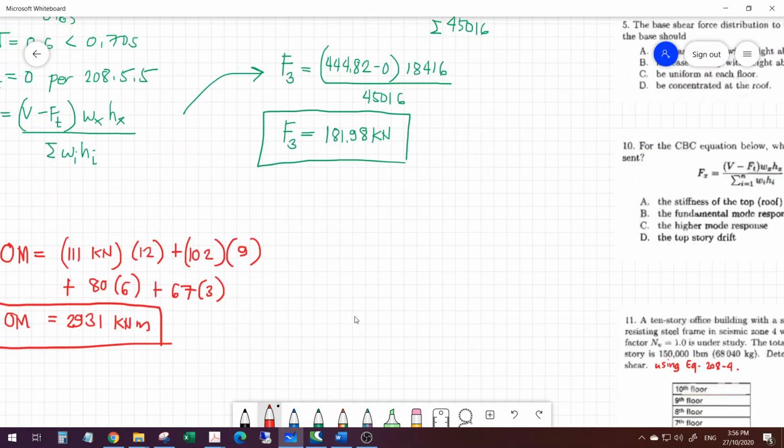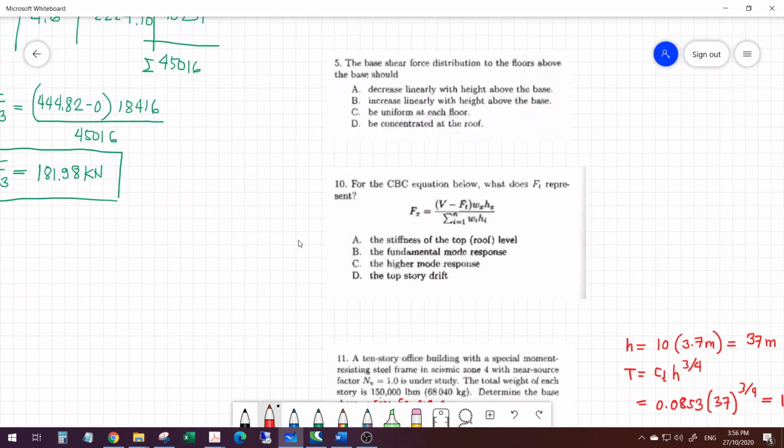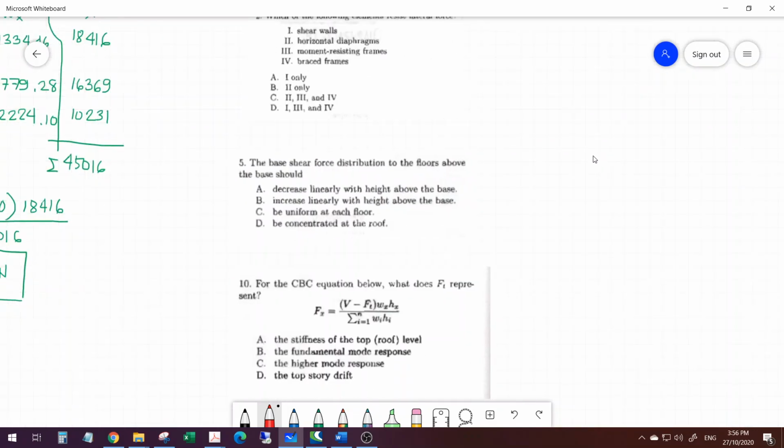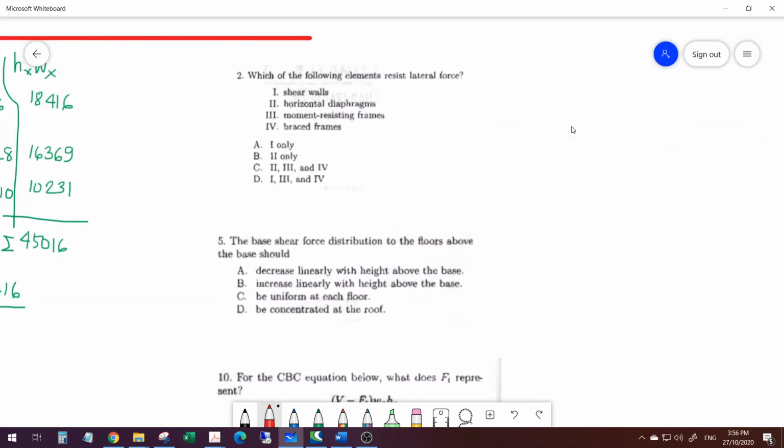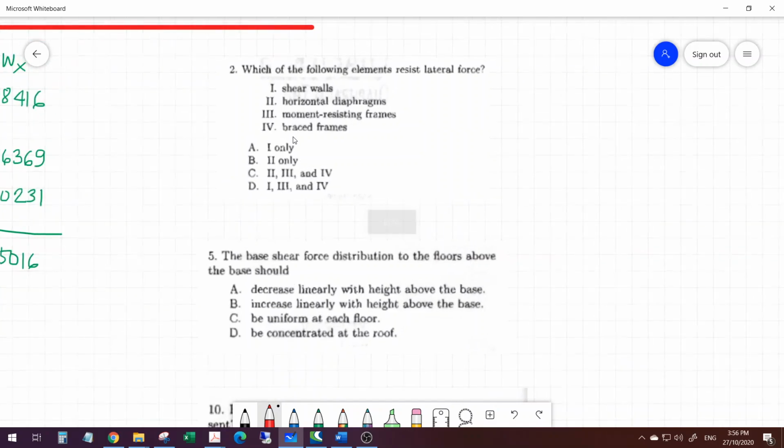So next problem. These are just objective questions. Which of the following elements resist lateral force? 1. Shear wall. 2. Horizontal diaphragm. 3. Moment resisting frame. Or 4. Brace frame. Shear wall, based on our lectures, right? So shear wall is definitely a lateral resisting member, right?